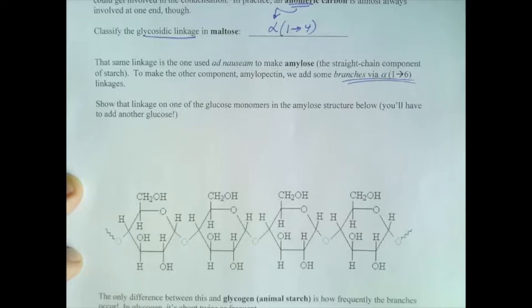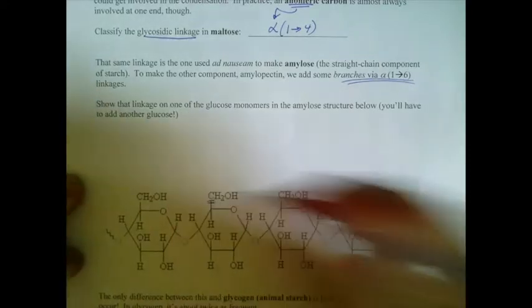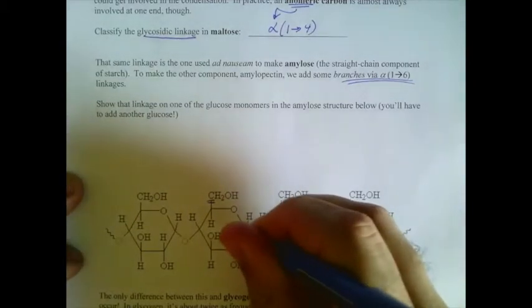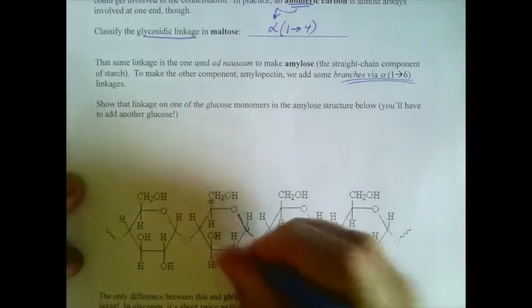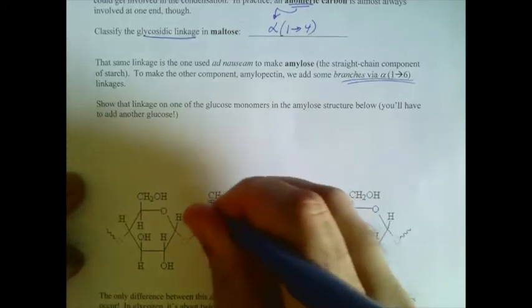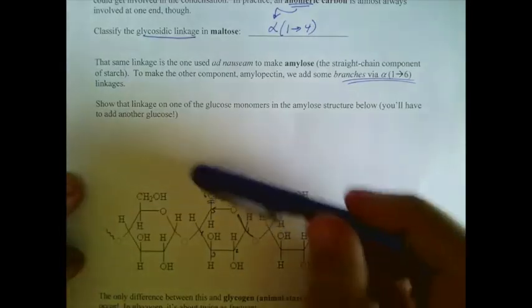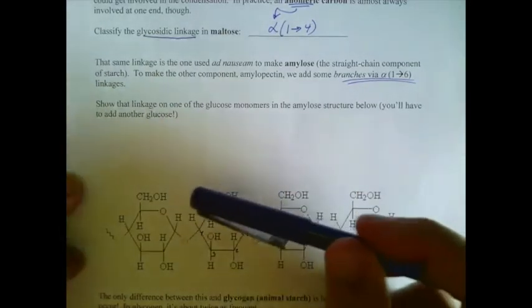Okay, now that you've taken the time to do that, I hope you found that it's right there. Again, carbon 1 would be my anomeric carbon, not bound to 2 oxygens. Carbon 2, carbon 3, carbon 4, carbon 5, carbon 6. So to make my branch, I'm going to attach a new glucose monomer right here.